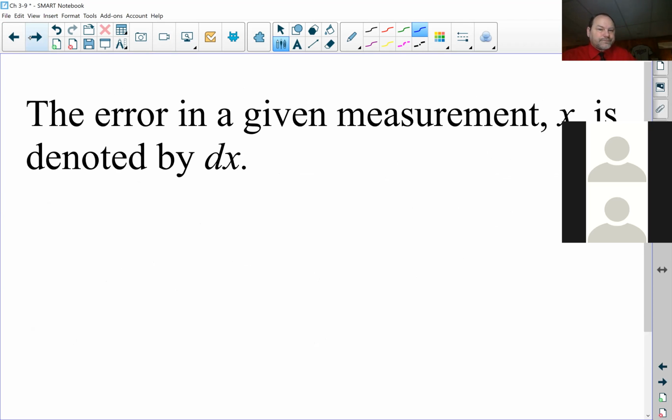All right. The error in a given measurement is denoted by dx. So one of the applications for differentials is approximating maximum error in a measurement, like in volume, given an error in a single linear measurement. And we'll take a look at one of those examples here in a minute.